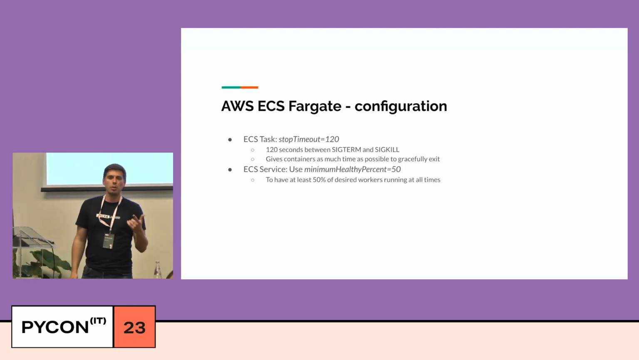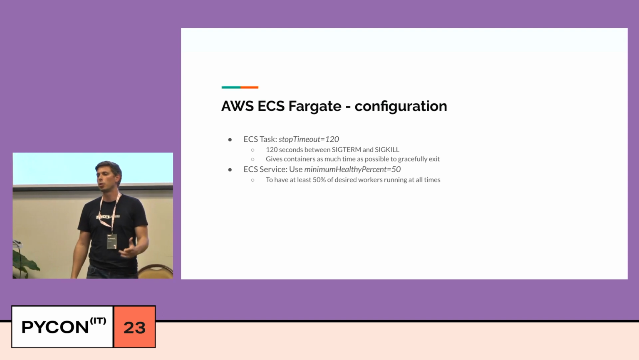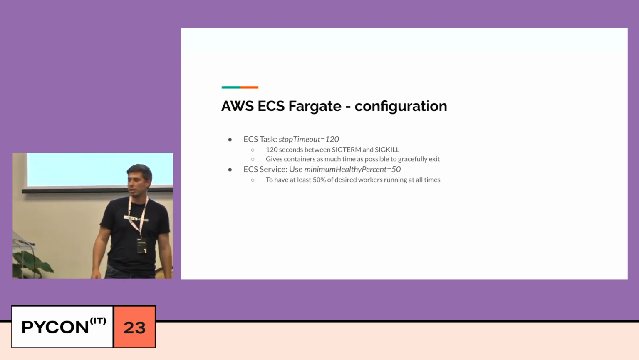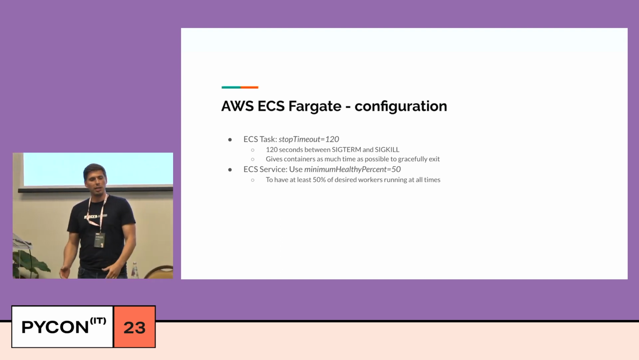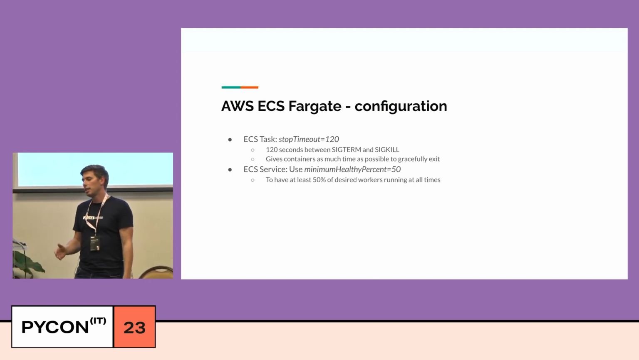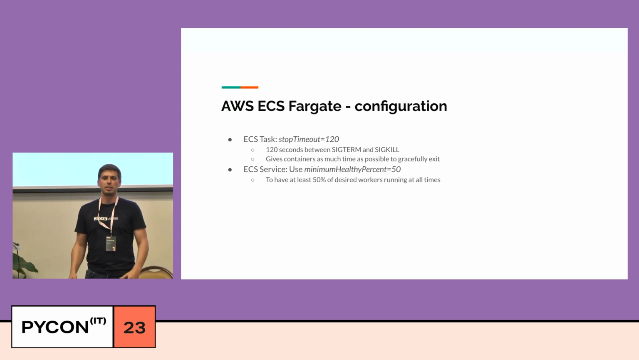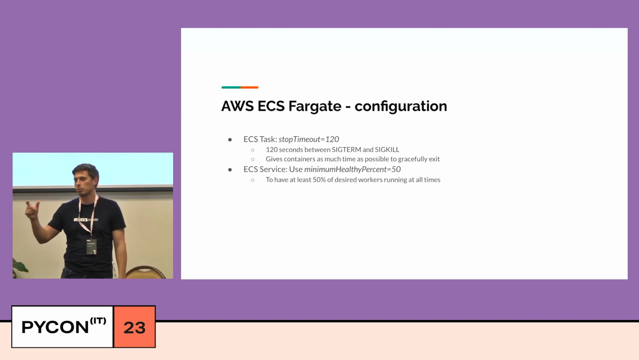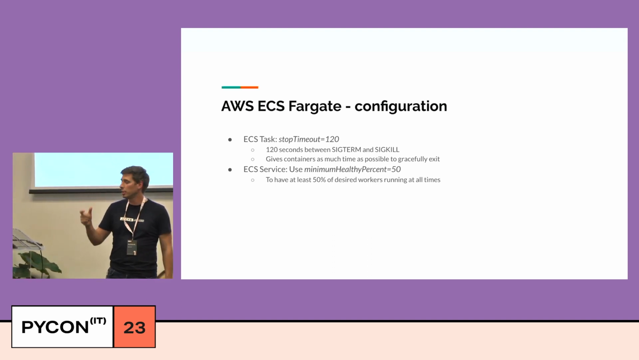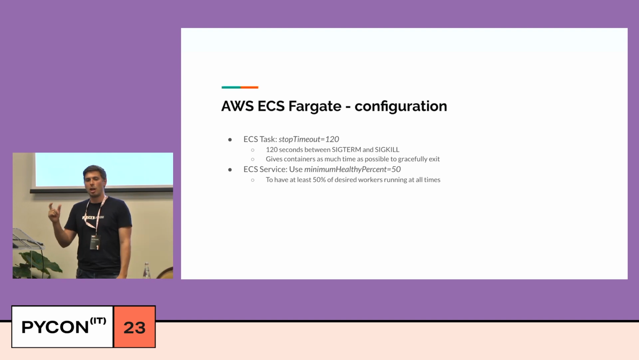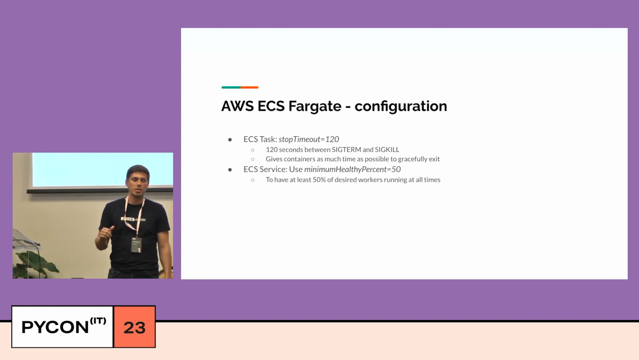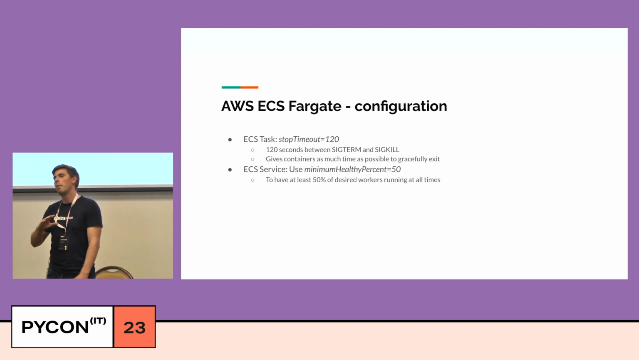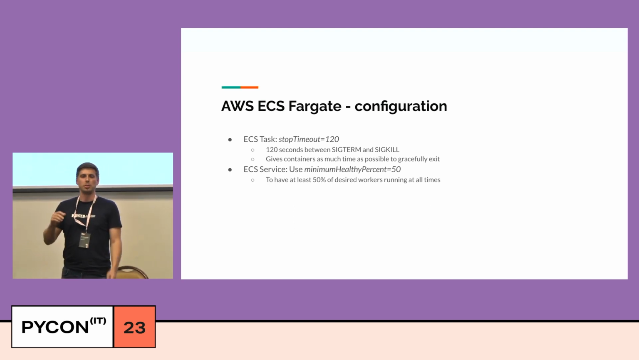So there are two parts of the configuration that are worth mentioning regarding Celery. The first one is stop timeout. This is the time between SIGTERM and SIGKILL when Elastic Container Service is killing your existing containers and starting new ones. We'll talk a bit more about that later when we talk about continuous deployment. The largest value that you can use is 120 seconds. So use this one to give your containers as much time as possible to gracefully exit.